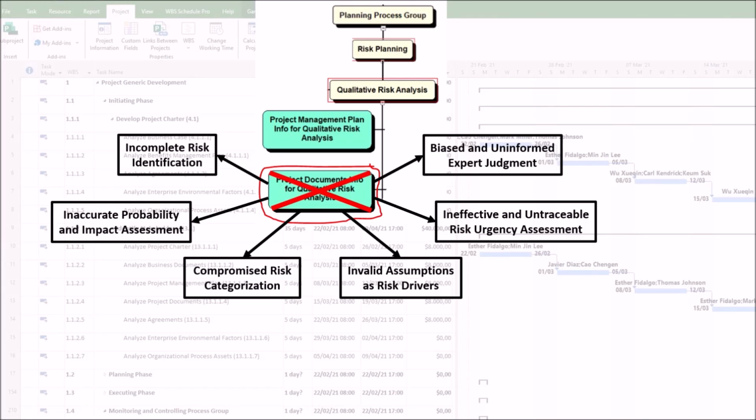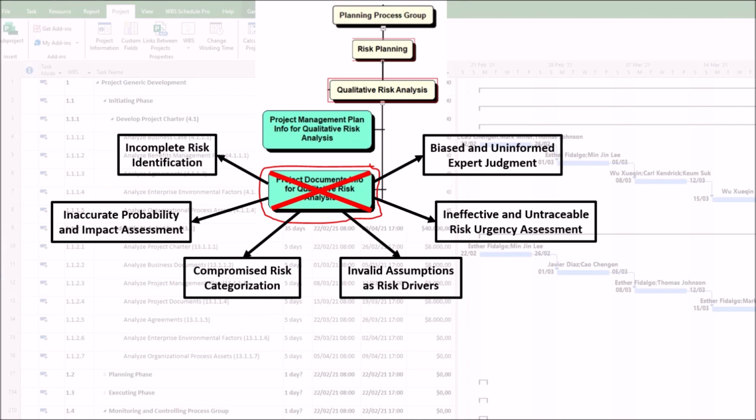6. Biased and uninformed expert judgment. The process relies on expert judgment. Poorly analyzed documents mean: first, experts operate with bad data. Even the best experts will give flawed opinions if their foundational information, the applied documents, is misinterpreted or incomplete. Second, stakeholder bias dominates. In the absence of solid documentary evidence, subjective opinions, political influence, and cognitive biases fill the void. As a result, the qualitative analysis becomes an exercise in group opinion rather than a structured assessment grounded in project reality.